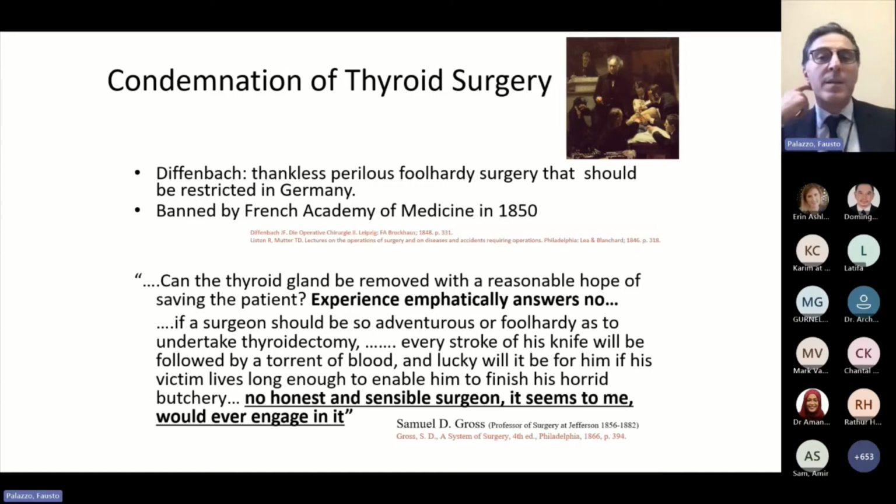And then finally, famously, Samuel Gross, who was a professor of surgery in Pennsylvania at Jefferson, made this statement in his textbook. He asked a rhetorical question, then went on to answer it. He asked whether it was possible to remove the thyroid gland with a reasonable hope of the patient surviving, and he went on to say the answer has to be no, and finally that no honest or sensible surgeon would engage in this type of butchery. This is the view of the time.